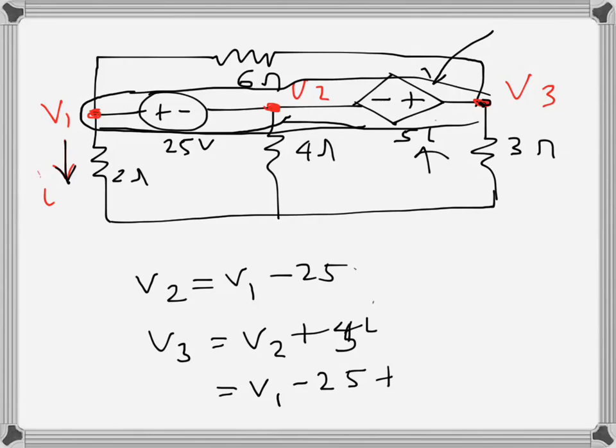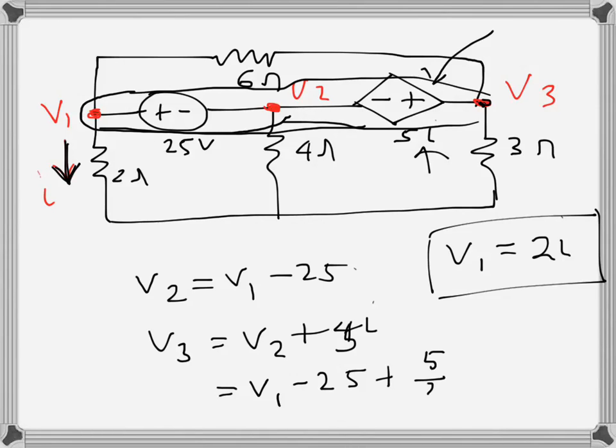Now 5i can be written as V1 over 2, because V1 is actually dropped through this 2 ohms resistance and the current through this is I. So basically we are trying to write both V2 and V3 in terms of V1 and getting rid of the I as well. So this one is becoming 5 over 2 V1, because if I is V1 over 2, then 5i will be 5V1 over 2.